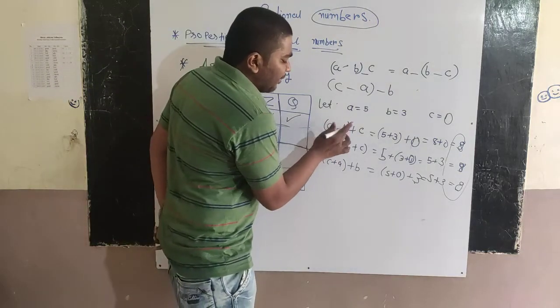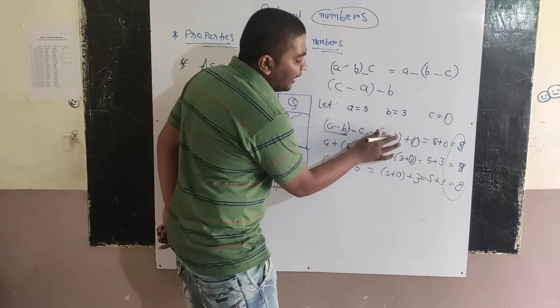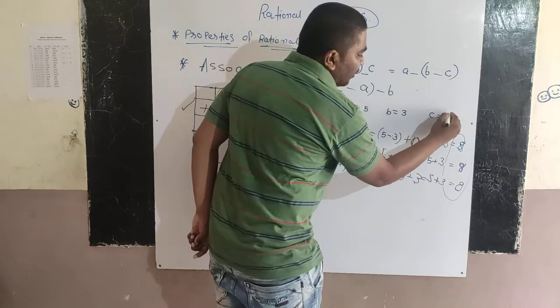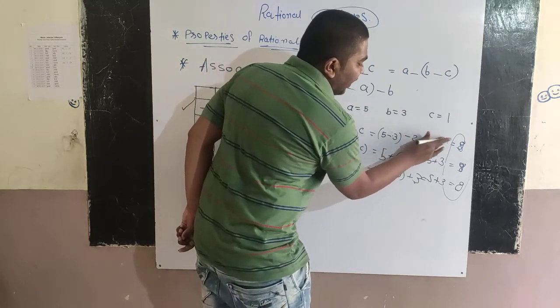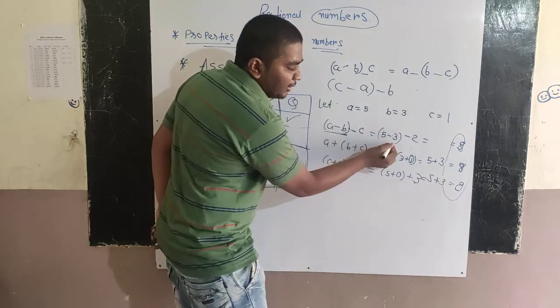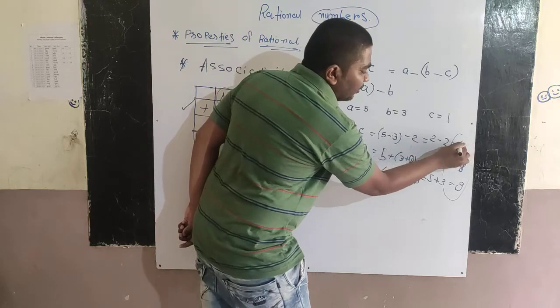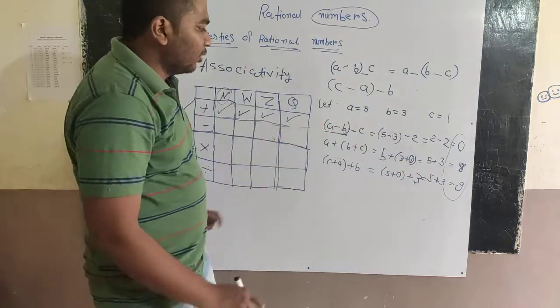Now A minus B minus C, if I am talking about this, then 5 minus 3 minus, here I am talking about natural numbers, so I am taking 2. So 5 minus 3 minus 2. Again my answer: 5 minus 3 is equal to 2, and 2 minus 2, my answer is 0.